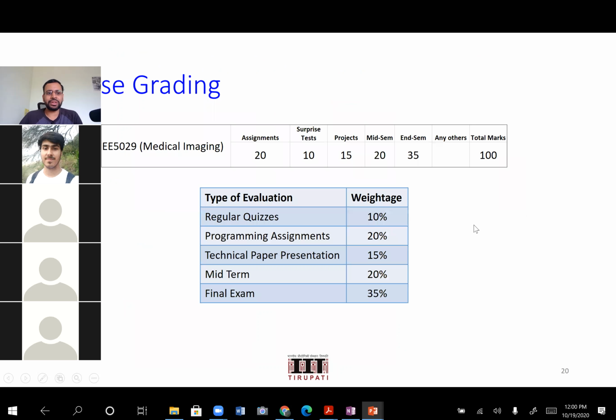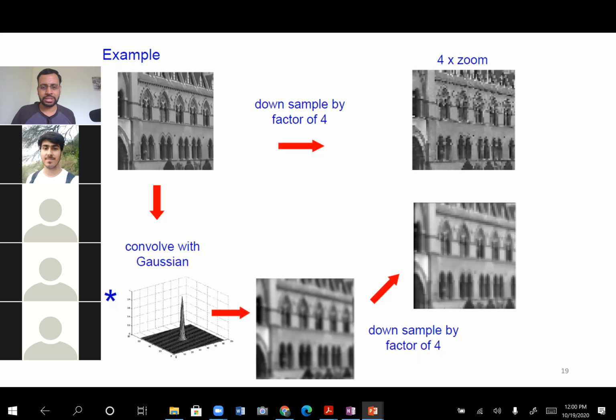By the way, before coming here, let me ask, is it clear so far? Can I stop here? Is it clear? I'll just stop the recording here.